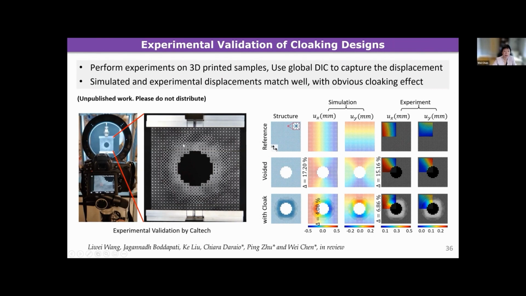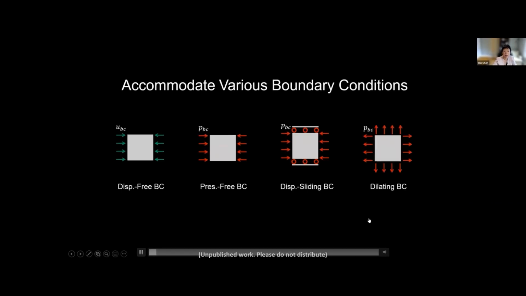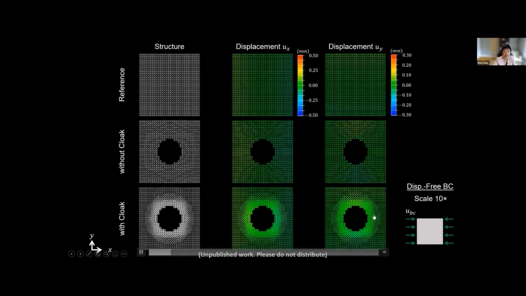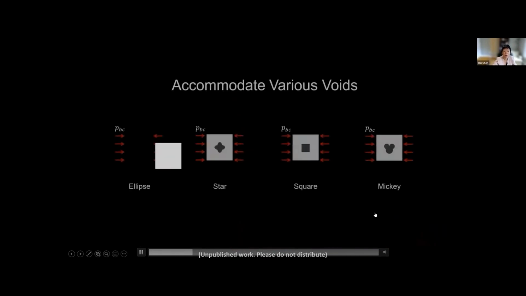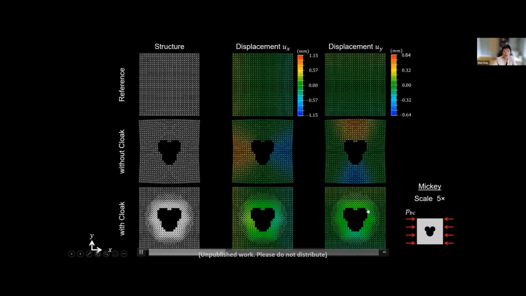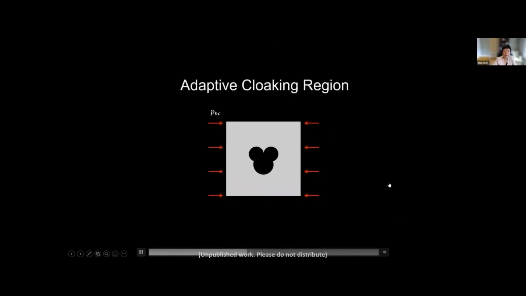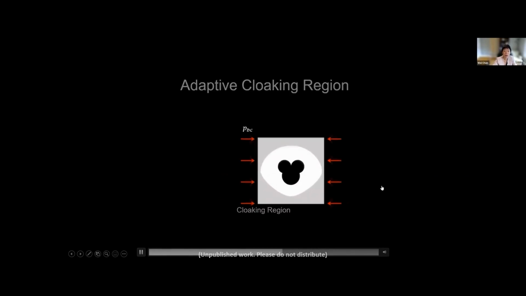did a physical validation. This is a fabricated 3D structure where we demonstrated the simulation results with cloaking and without cloaking, and you can see that the physical experiments accomplished it very well. So there is a very obvious cloaking effect accomplished by the physical specimen. Here is a very quick movie showing that we are able to take into account very different voids with different shapes. And also we are able to either fix the cloaking region or design the cloaking region as a topology optimization problem.